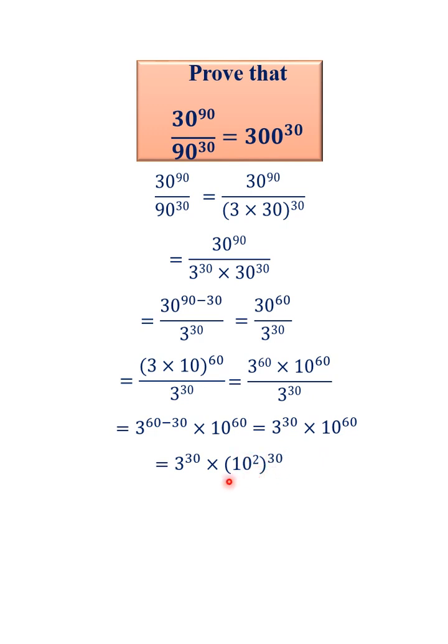From here, the powers are now the same, so we can multiply the base and raise it to the common power of 30. So we can say 3 times 10 raised to power 2 all raised to power 30. Because the powers are the same, we can multiply the bases and raise everything to power 30. 10 raised to power 2 is 100. So 3 times 100 gives us 300, and 300 is raised to power 30. So we have successfully proven that this expression is equal to 300 raised to power 30.